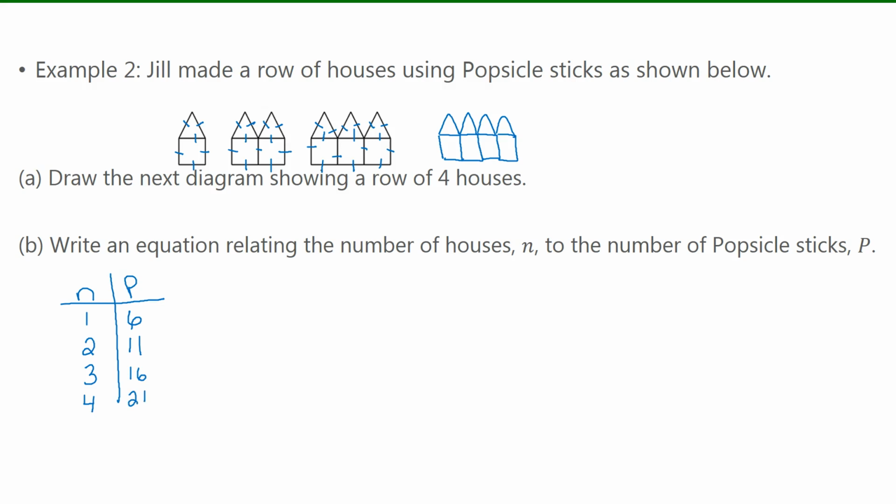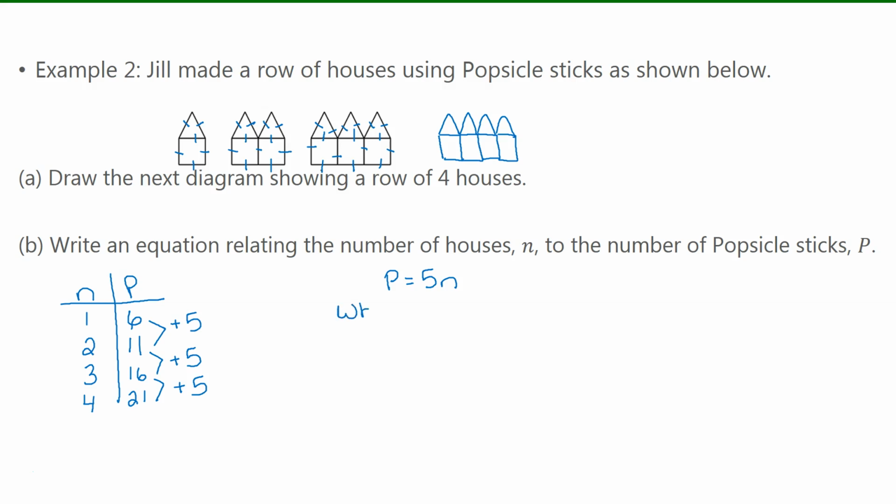So I'm going to start by looking at the pattern between the number of popsicle sticks. From the first diagram to the second diagram, it increased by 5 popsicle sticks. And then it went from 11 to 16, which is another increase of 5, and 16 to 21, another increase of 5. So my equation that I'm going to start with is P is equal to 5n. So that's my starting equation, but now we need to plug in a value and see how we need to adjust it.